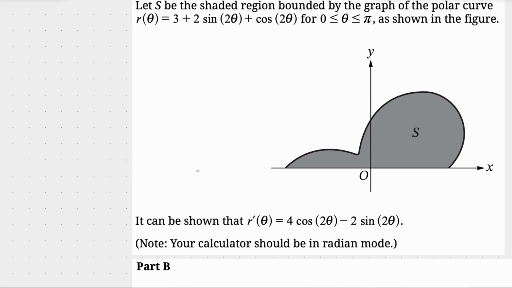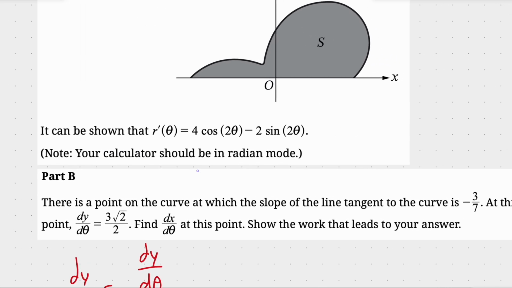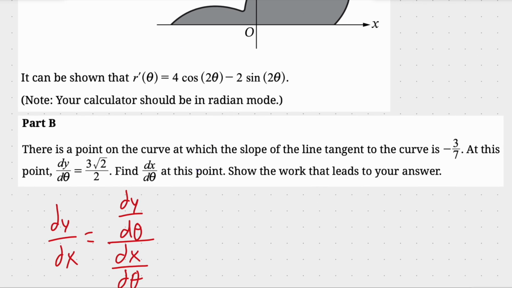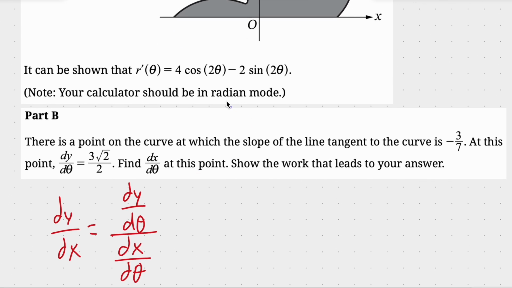Cool. All right, on to part B. So now we have to find dx d theta. I know that there is a formula for the slope of a tangent line, which is dy dx. That formula is like this for polar and for parametric. For parametric, though, you wouldn't have thetas, right? You would have like t's. But all right, so this is the formula.